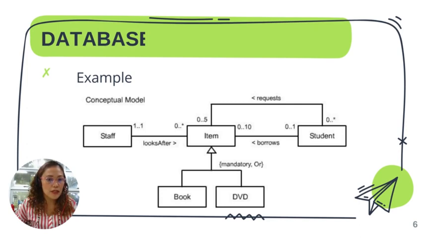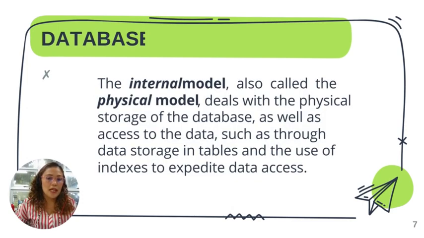Given a staff, the staff can look after an item, and the item can either be a book or a DVD. An item can be borrowed by a student, and the student, before borrowing, can request that particular item. So this is an example of a schema. You just have to recall your FDS as to how we build the ERD. That's your schema.